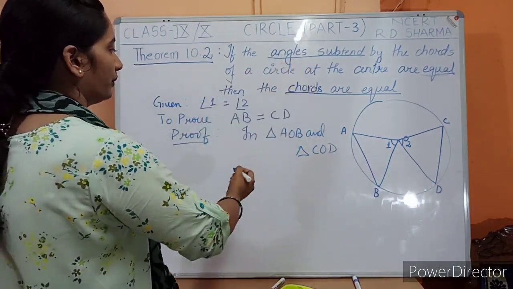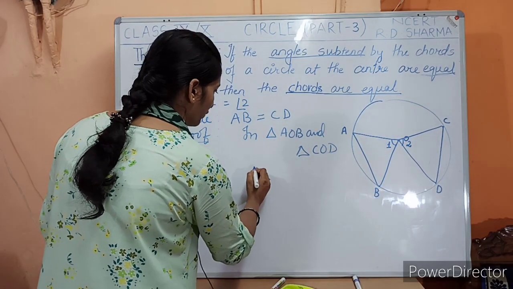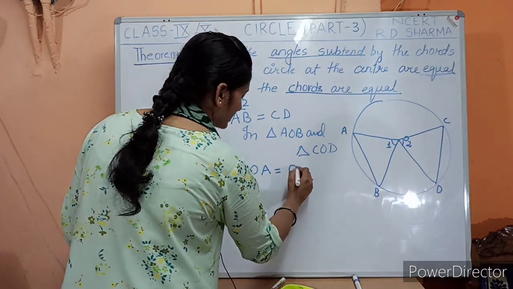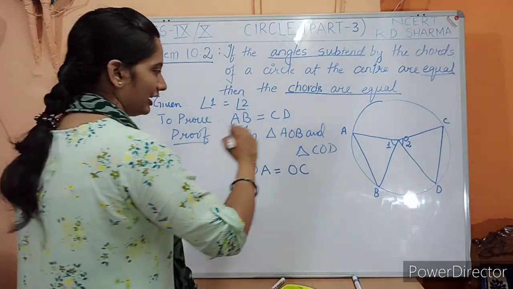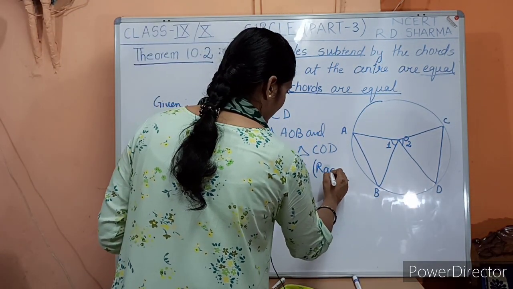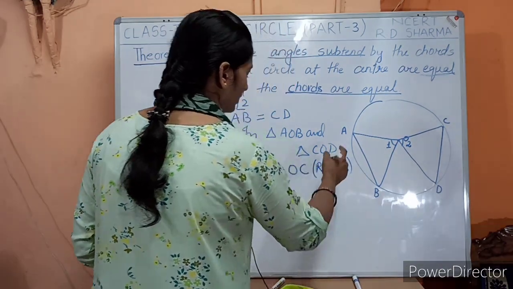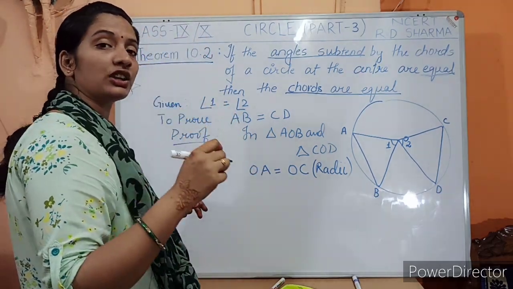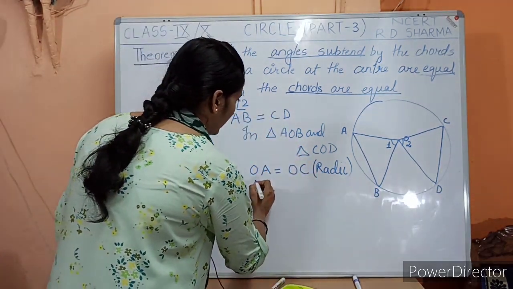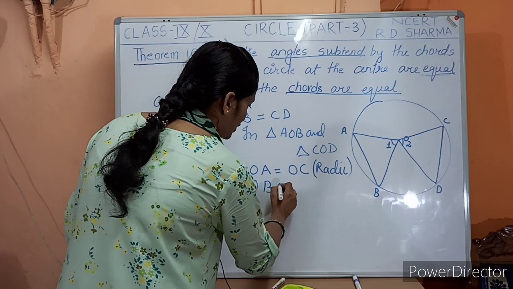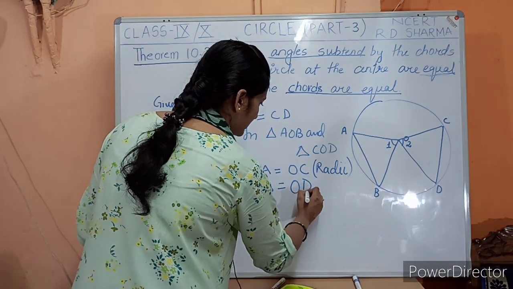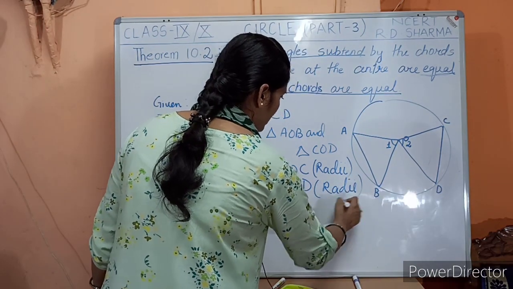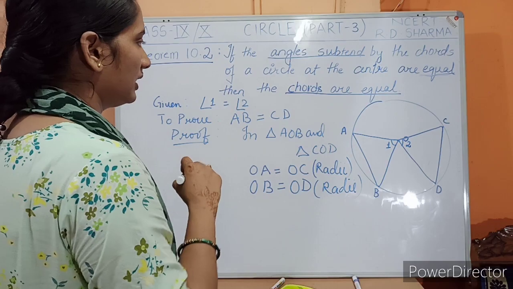Now as you know, let us try to prove it. Can you tell me why OA is equal to the side OC? Yes, it's obvious. These are the radii of the two triangles, right? OA is equal to OC, as they are radii of the same circle. Now OB must be equal to the radius OD. This is again a radius. These two are the radii of the same circle.